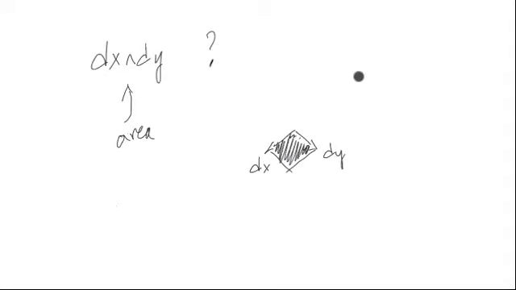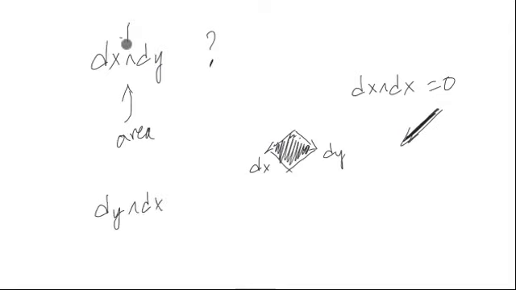Now, what would happen if I put dx wedge dx together? There would be no area. So this would be 0. Something else, if we were to reverse this, dy wedge dx, what does this mean? Order is really important for this operation.